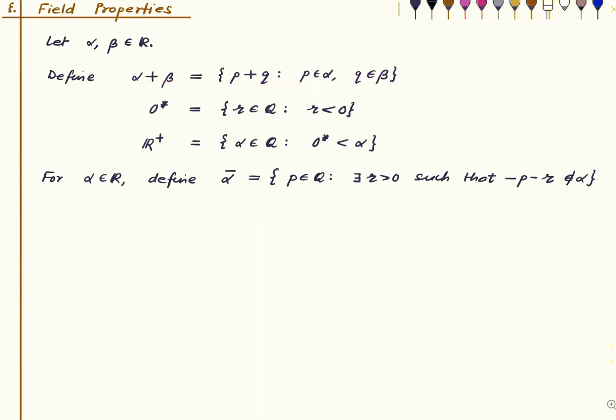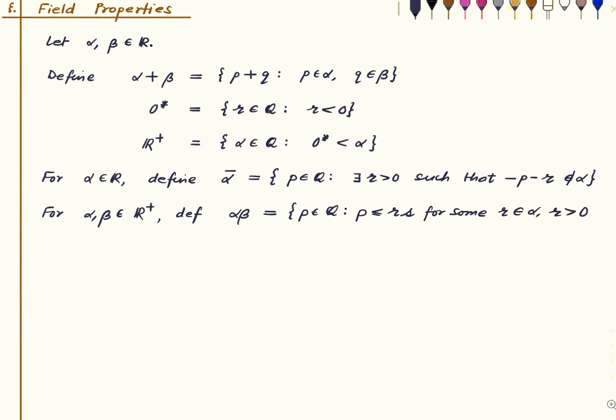So for multiplication, we will have to take a convoluted route. So for two elements in R plus, their multiplication is defined as follows. Define alpha times beta as all those rationals which are dominated by rs for some r in alpha but positive and for some s in beta but positive. So note that if alpha is a cut in R plus, then it will contain positive rationals. Same for beta. So this is a meaningful thing.